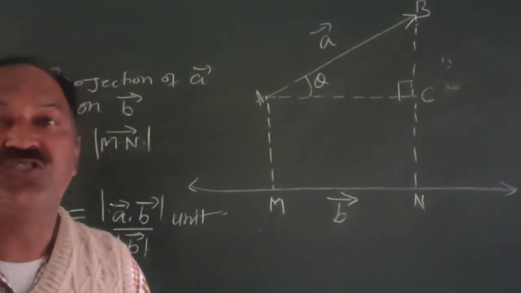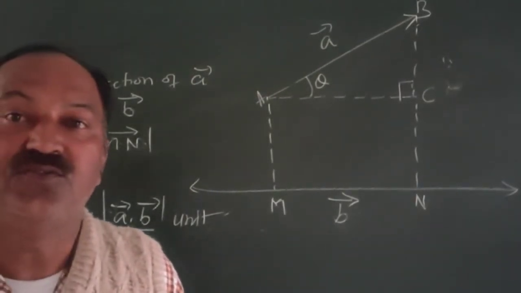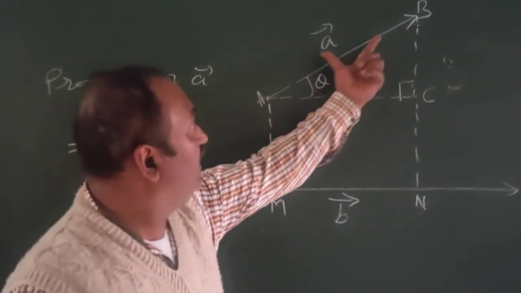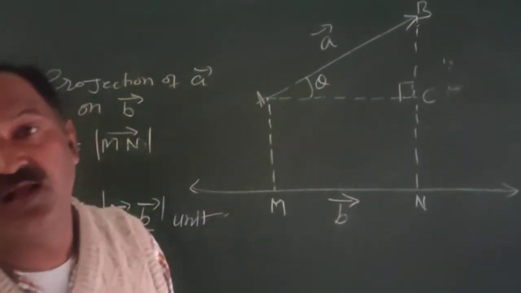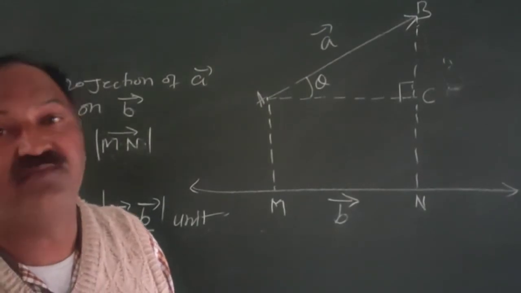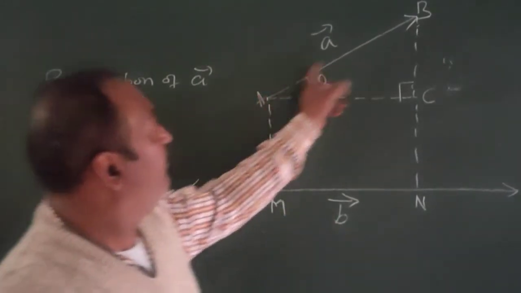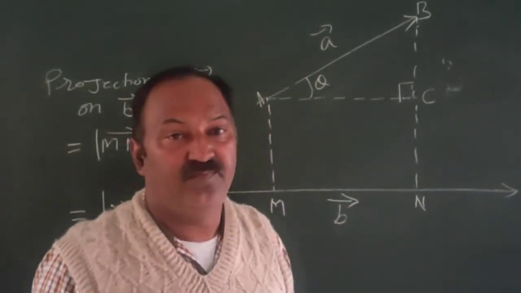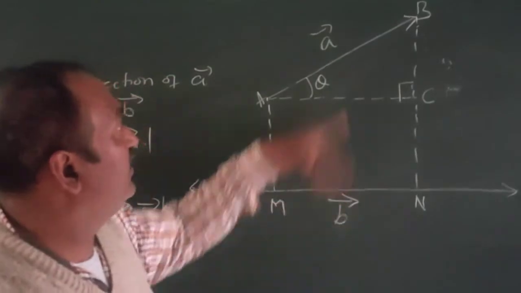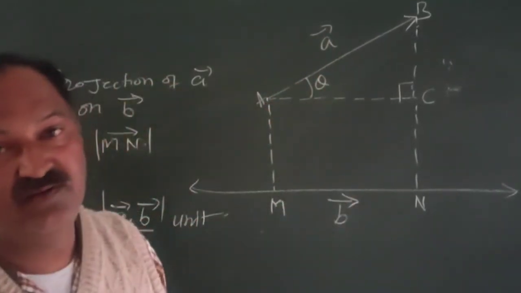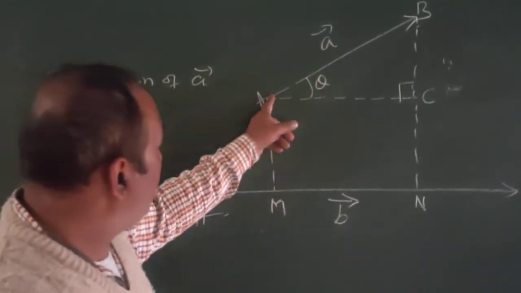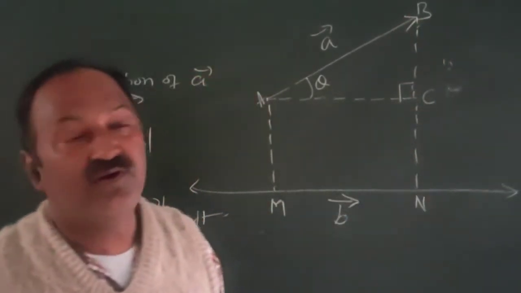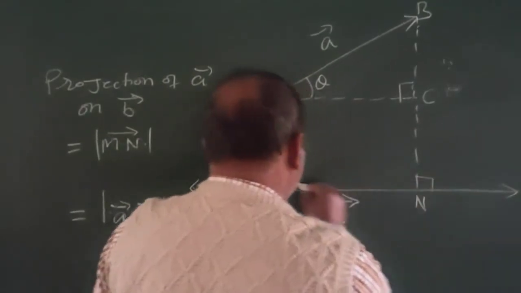Now, the third application of the dot product of two vectors is to find the projection of a given vector on another vector. Let vector A and vector B be given. We have to find the projection of vector A on vector B. Therefore, draw AN perpendicular on the B vector and BN perpendicular on B vector.